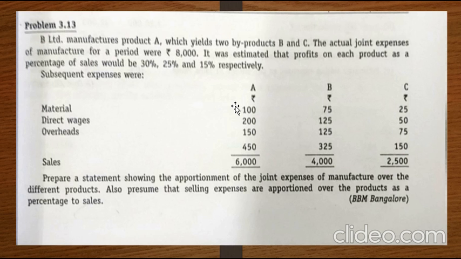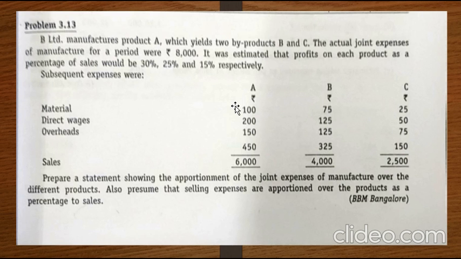Subsequent expenses are the expenses which are incurred for the separation, that is, at the time of split off, in the sense of dividing the joint products into two or more products which are produced from the raw material, into different segregation to find out the per unit cost. So that is your subsequent expenses.